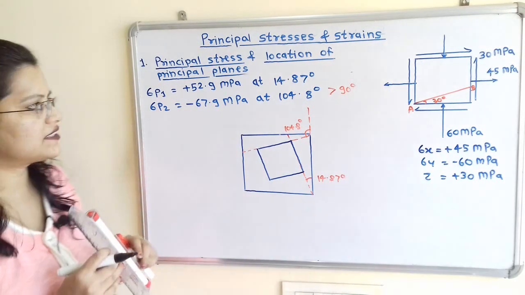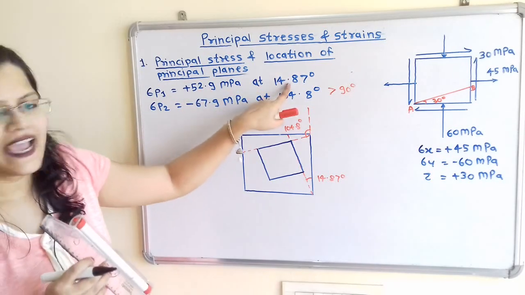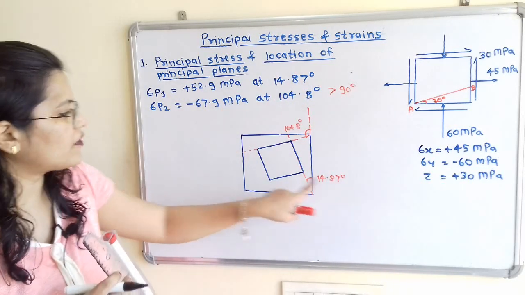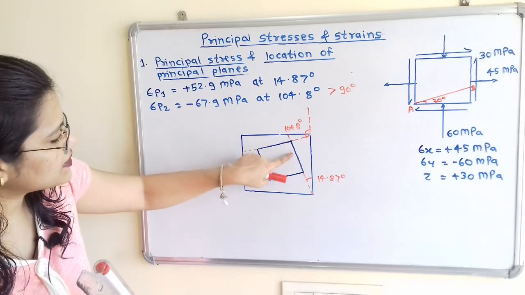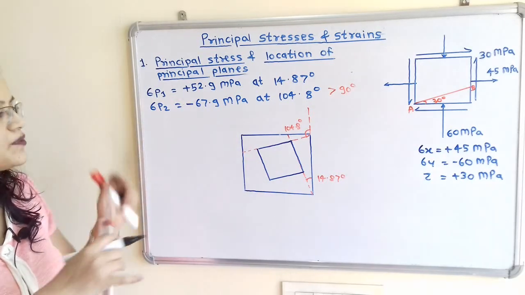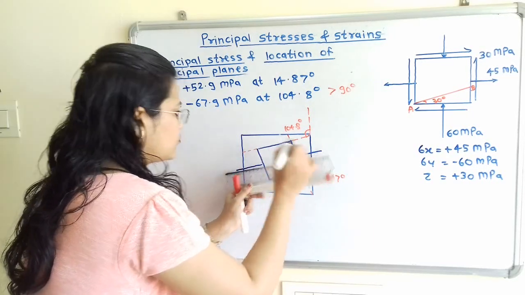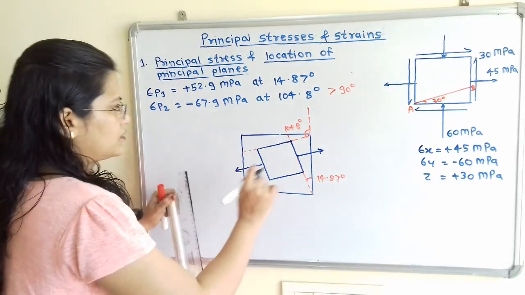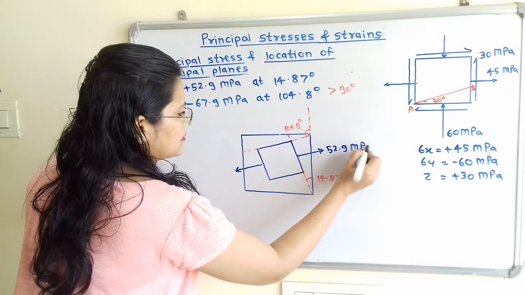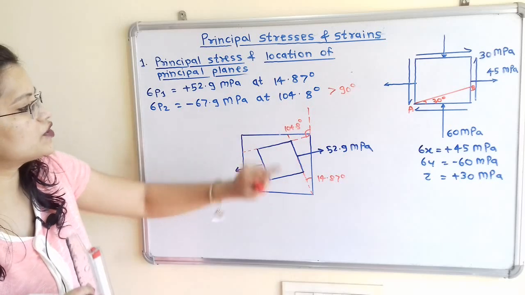Now we have to show stresses. We have to show stress plus 52.9, that is the maximum stress, at the angle in the first quadrant, that is 14.87. So this is the first angle, and this is the line along this angle. We have to show tensile stress because the sign is positive. So we will show it with the help of these two arrows in the outward direction, and we will write 52.9 megapascal.